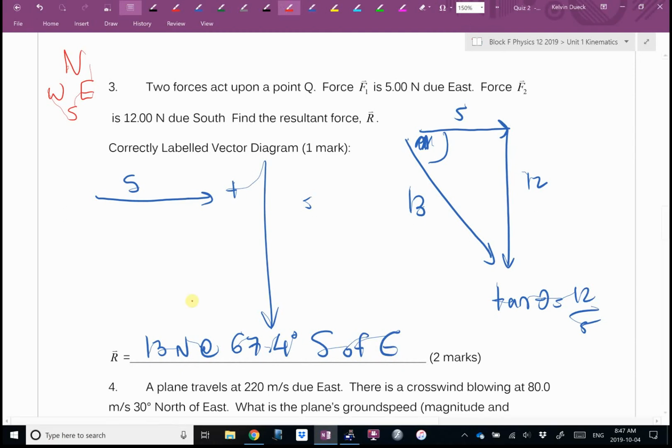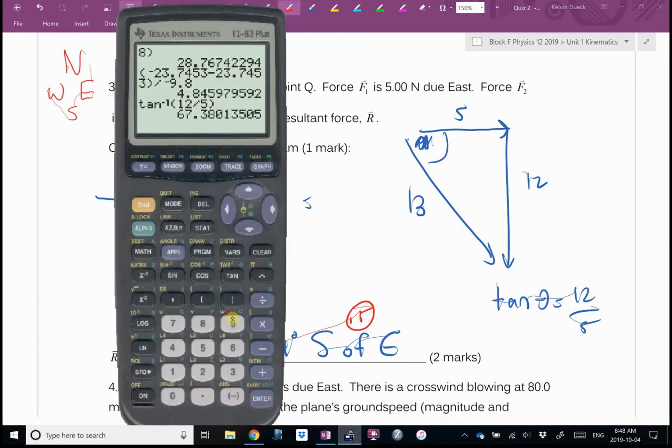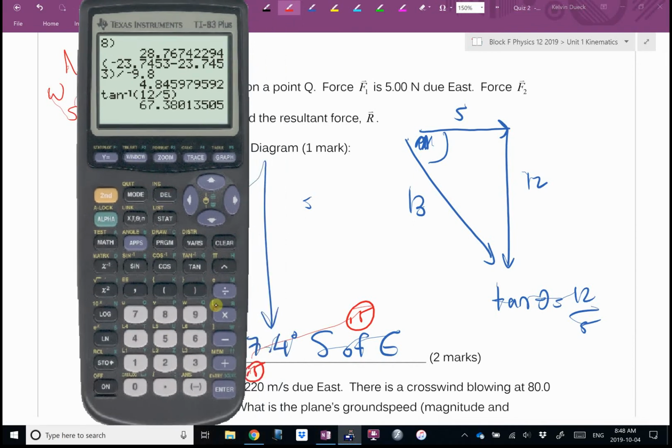I would give you 1 mark for the magnitude, half mark for the theta, and a half mark for the direction. Oh, this is a messy quiz. Now, I would also then take 90 minus that. I would take 22.6 degrees east of south.